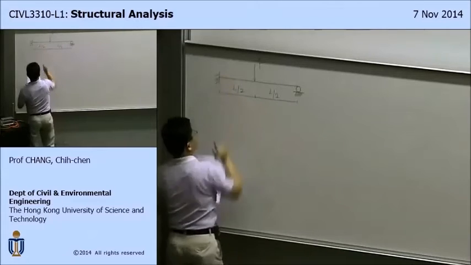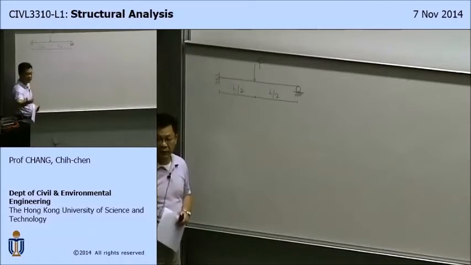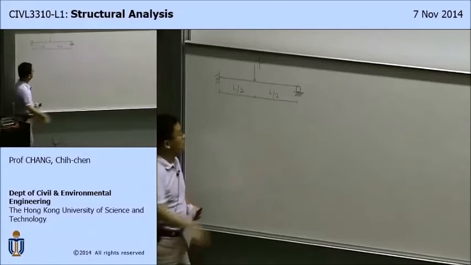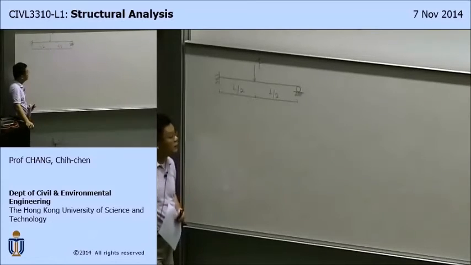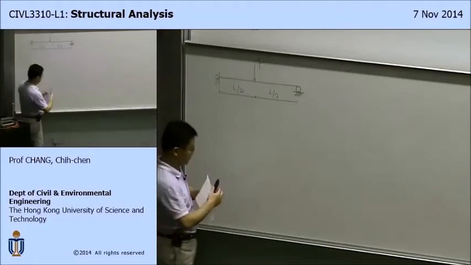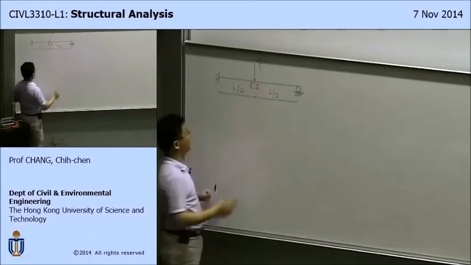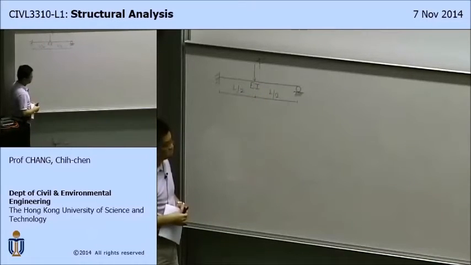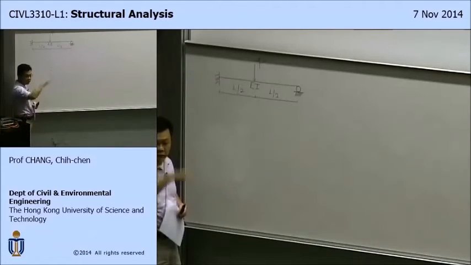Here is a clamp and a roller support on the other end. There's a midpoint load of P. EI is a constant. So I want to analyze this structure using slope deflection equations. So go through the procedures.